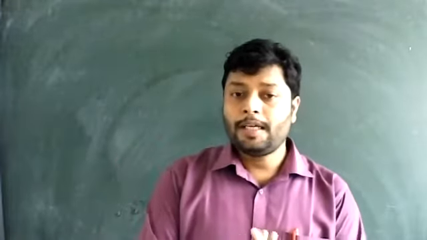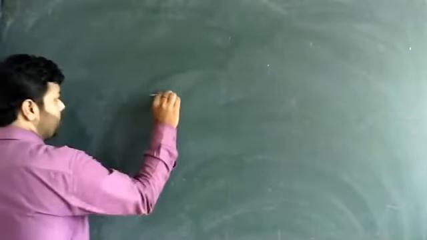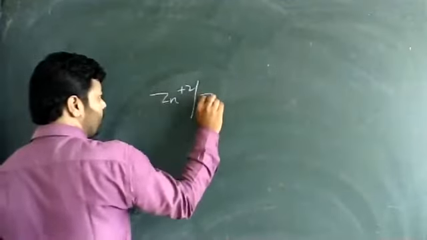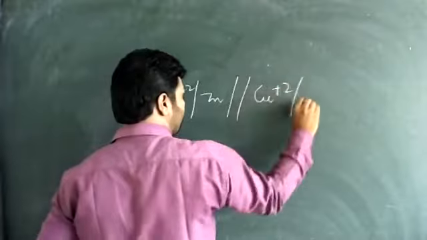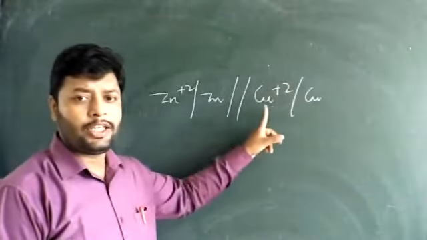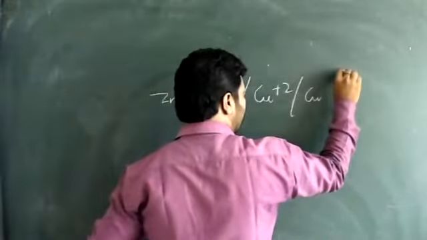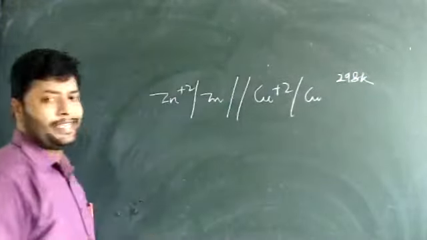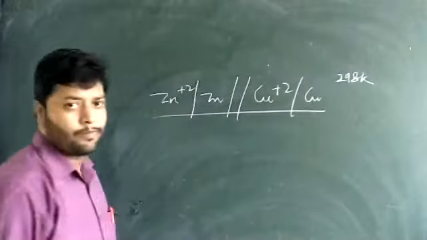For example, if we are taking a Daniell cell, we know there will be zinc and copper. The electrodes will be made up of a zinc electrode and a copper electrode. The whole reaction will be at 298 Kelvin temperature. This is called a Daniell cell.